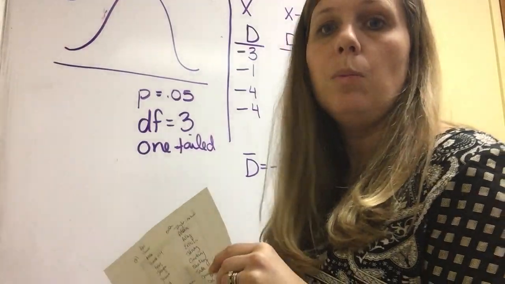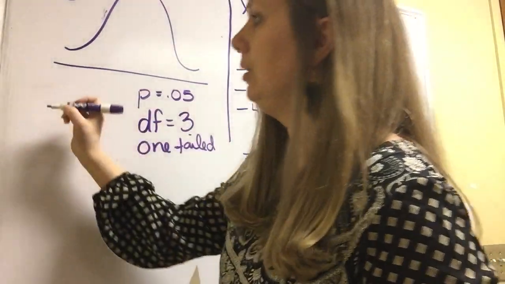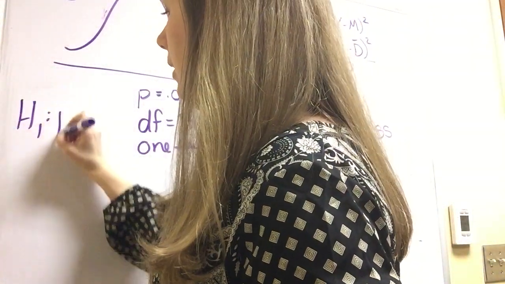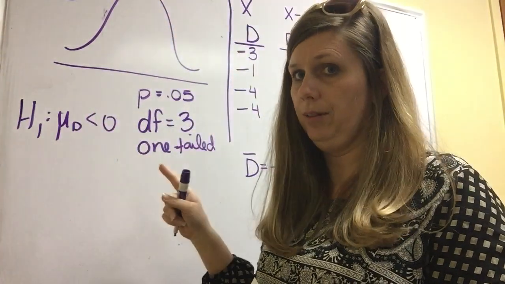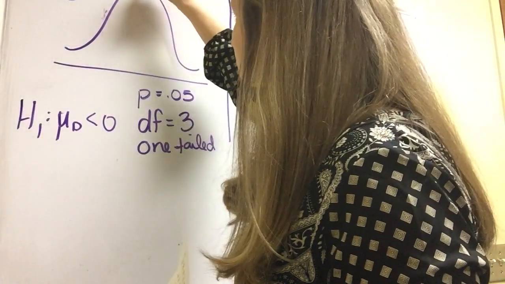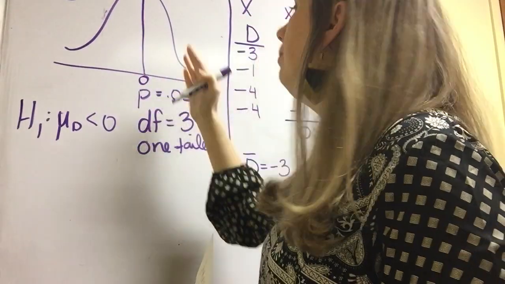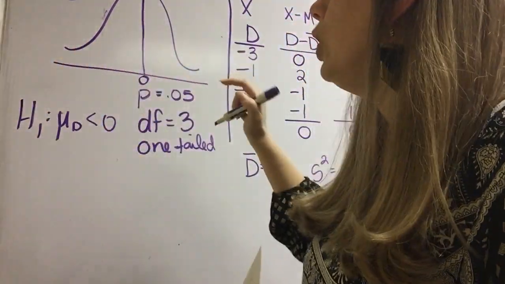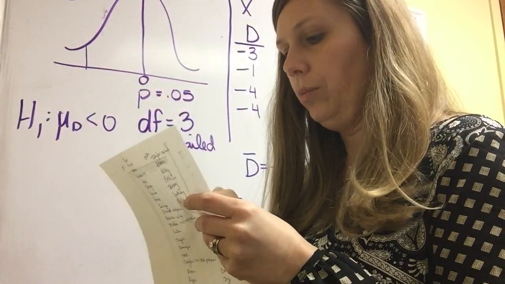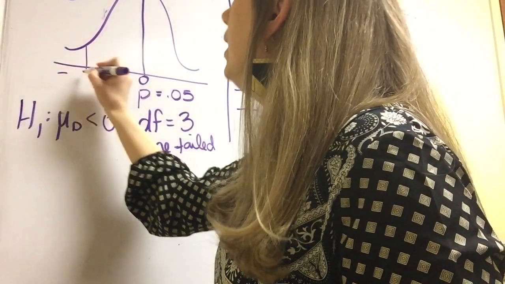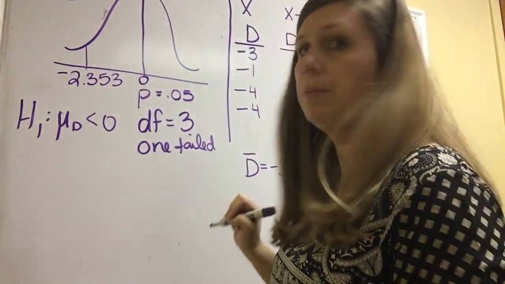And I have to figure out, am I going to put this on the right or the left? Well, if you think back to my hypotheses, which I did erase, my research hypothesis is that the mean of the difference scores will be less than 0 because I was expecting them to be negative, okay? So if you think of our graph here as having this little 0 point, all positive values are on this side, all negative values are on this side. So I am expecting it to be negative, so I'm expecting it over here. So my cutoff score of 2.353 will be a negative 2.353. Okay, so that's my cutoff score.